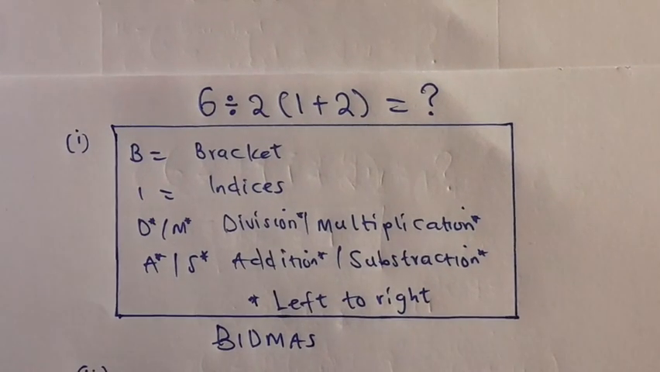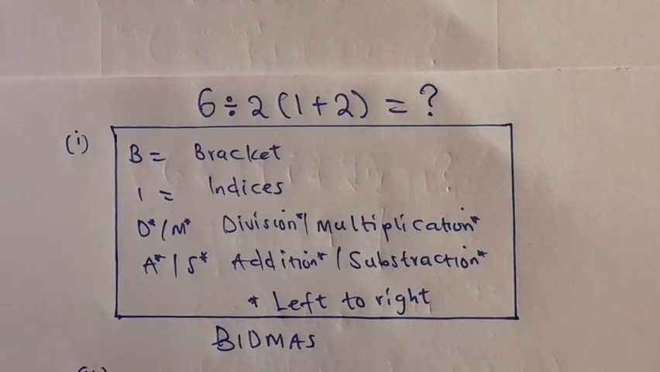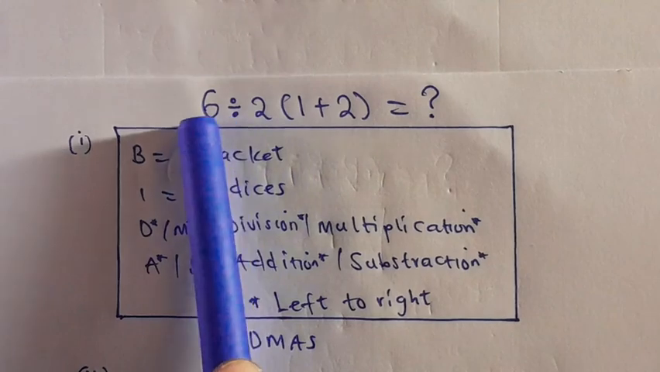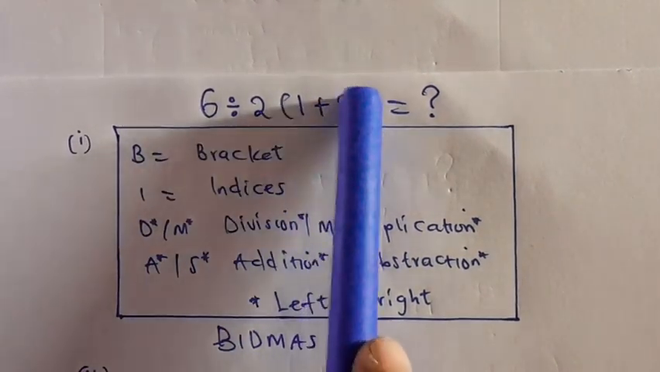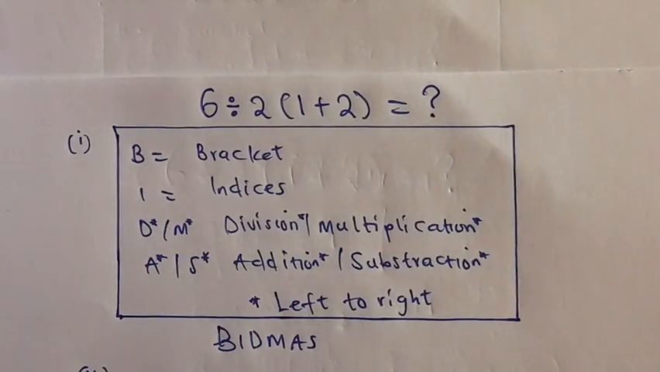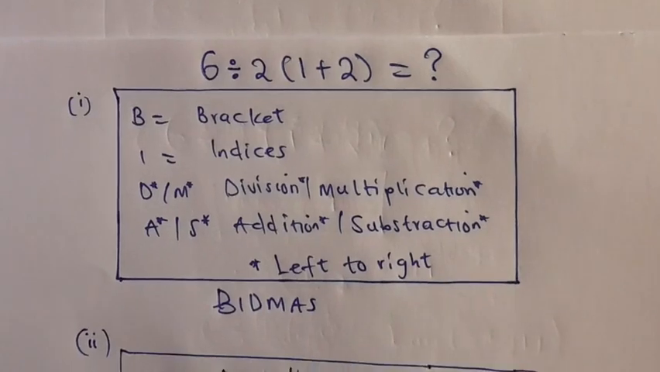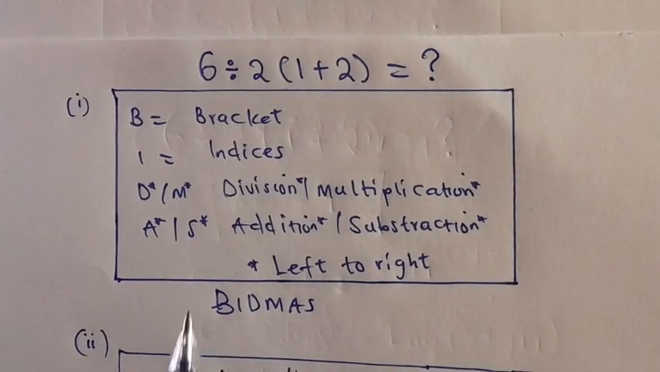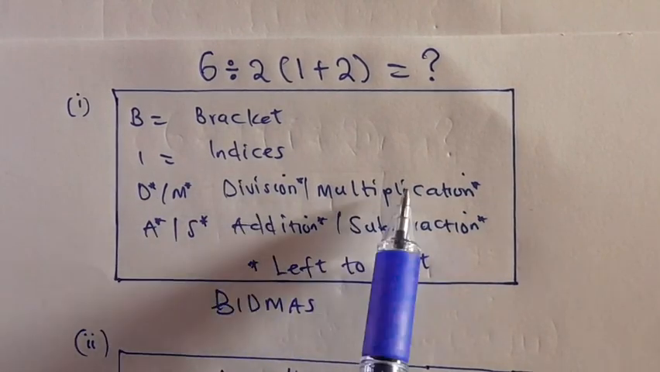Today we want to take a look at this viral problem that we normally have, and we have it to be 6 divided by 2 open bracket 1 plus 2 close bracket will be equals what? First and foremost, let's take a look at the BIDMAS. The BIDMAS operation is we have brackets first, indices, division and multiplication.